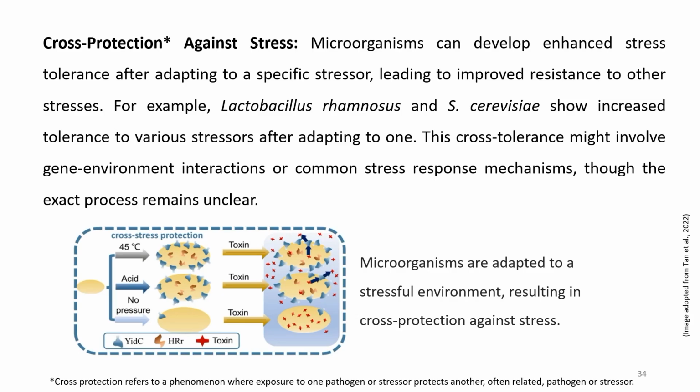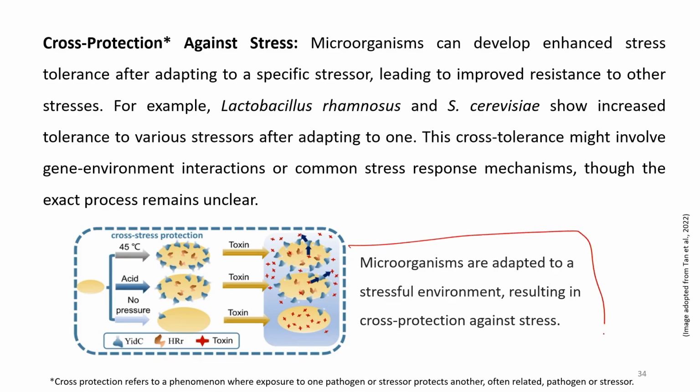Then there is also cross protection against stress. Cross protection basically refers to a phenomenon where exposure to one pathogen or stressor protects against another, often a related pathogen or stressor. Microorganisms can develop enhanced stress tolerance after adapting to a specific stressor, leading to improved resistance to other stresses. For example, Lactobacillus rhamnosus and Saccharomyces cerevisiae show increased tolerance to various stressors after adapting to one. The cross tolerance might involve gene environment interactions or common stress response mechanisms, though the exact process remains unclear. So, in this picture, we can see microorganisms are adapted to a stressful environment, resulting in cross protection against stress.